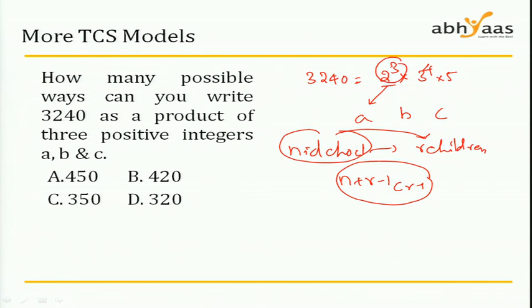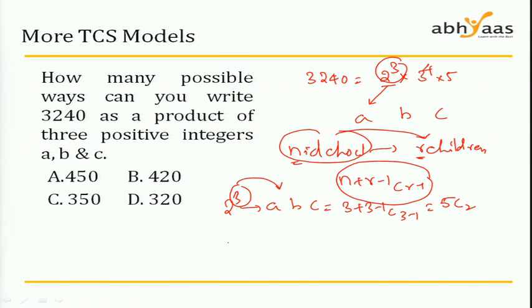Your 2 cube is being distributed among A, B and C. So how much is distributed among A, B and C? 3 2's are distributed among A, B and C such that each place can get any number of 2's. So the number of ways 2 cube is distributed among A, B, C is how much? 3 2's among 3, so the n value is 3, R value is 3. So 3 plus 3 minus 1, C 3 minus 1. This will give you 3 plus 3 is 6 minus 1, 5C2.